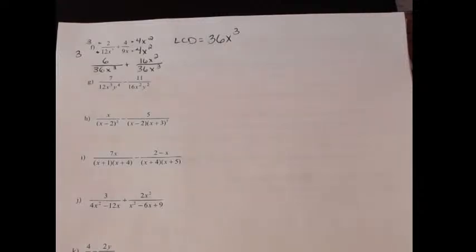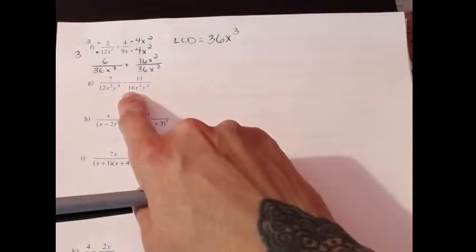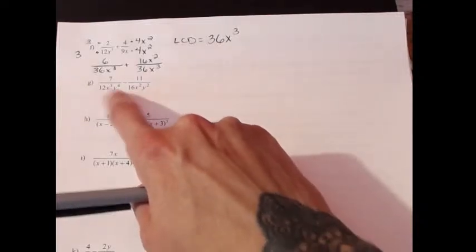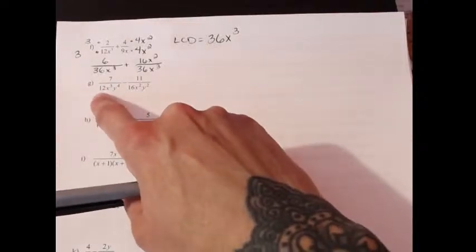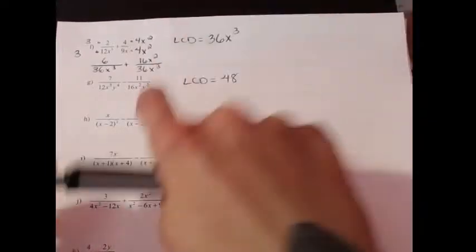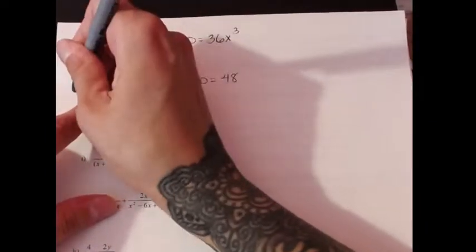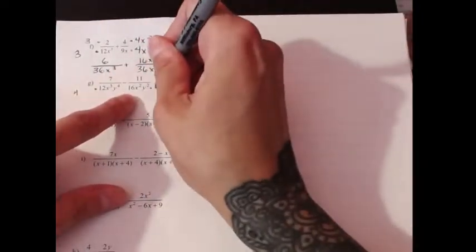For our next one, we have 12 and 16. I would start with the 16 and I would say, okay, well, 16, then our next multiple is 32, and then after that it's 48. Here we have 12, 24, 36, 48. So we're finding that our LCD has to have a 48. So to make that happen, I'd be multiplying the first fraction by 4, and I'd multiply the second fraction by 3.